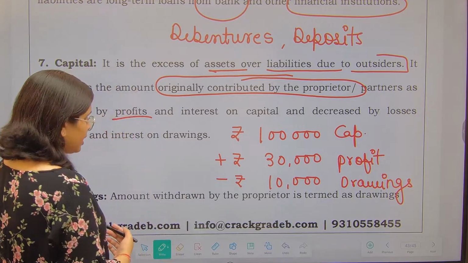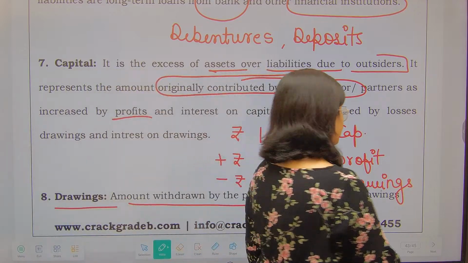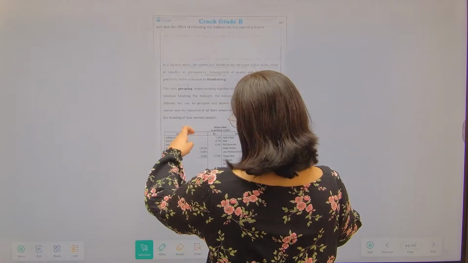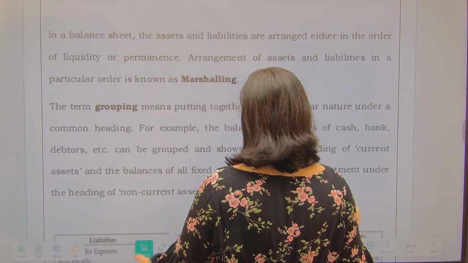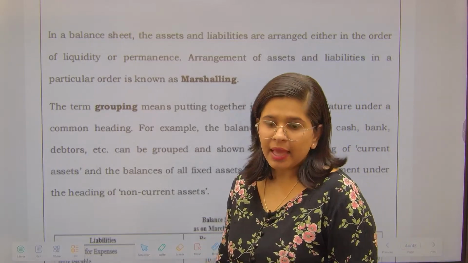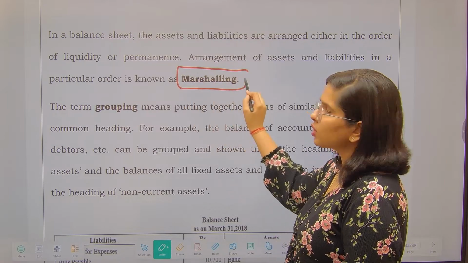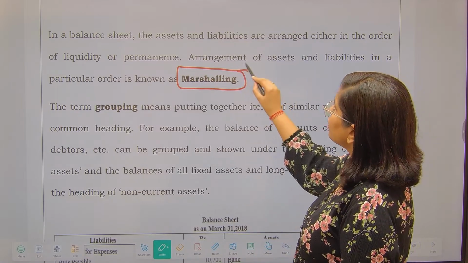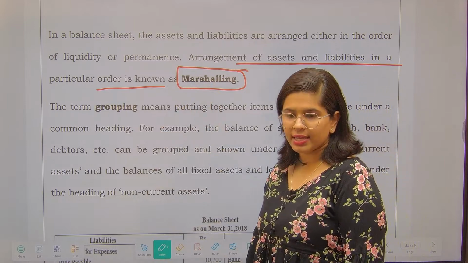Now next thing is drawings. The amount which is withdrawn by the proprietor is termed as drawings and has the effect of reducing the balance on his capital account. So whenever any amount is withdrawn for personal expenses, that is called drawings. ठीक? Next is one word that was there, so I included it. The word is called marshalling. ठीक है? What does marshalling mean? The arrangement of assets and liabilities in a particular order is called marshalling.